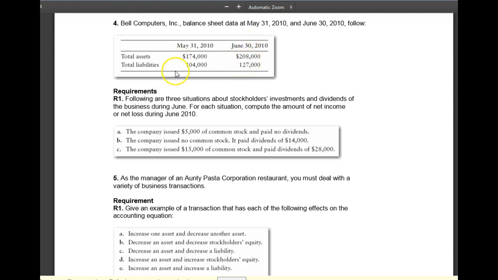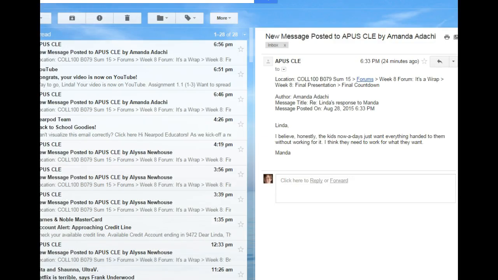And they don't give you owner's equity. What you're going to have to do is figure out owner's equity and then apply these scenarios to find the net income. And that sounds really scary, doesn't it? Well, it's not if you set it up right. So here's how the template works for you.